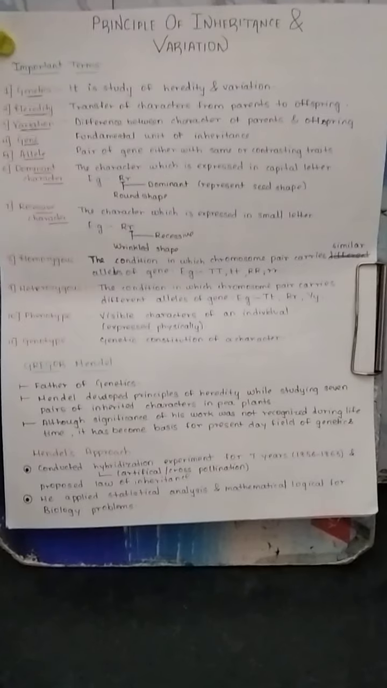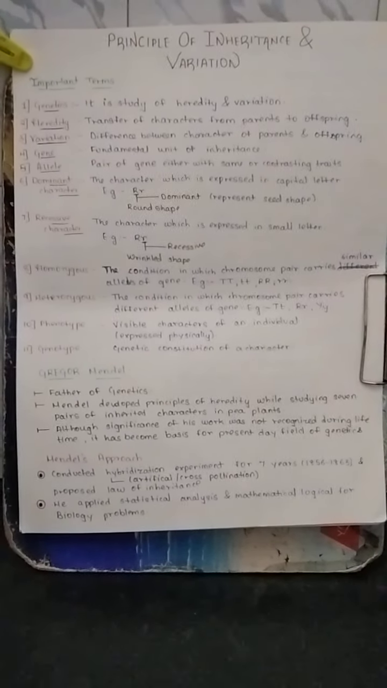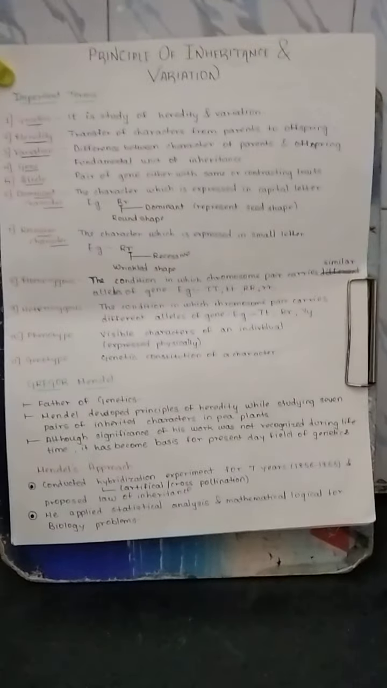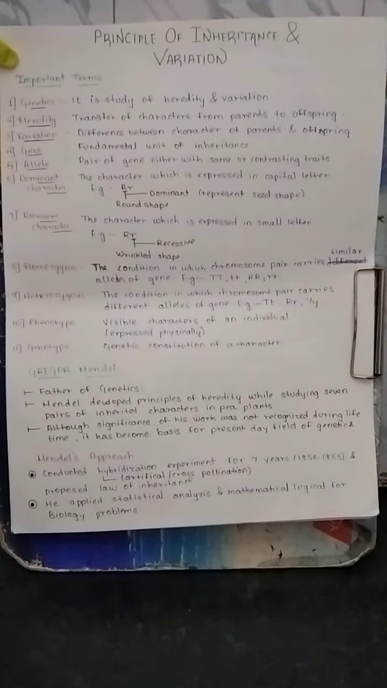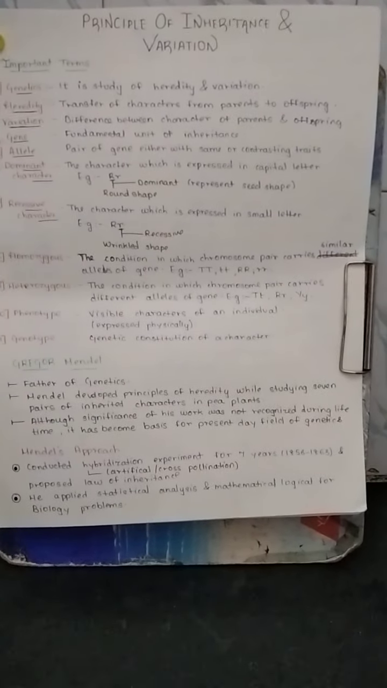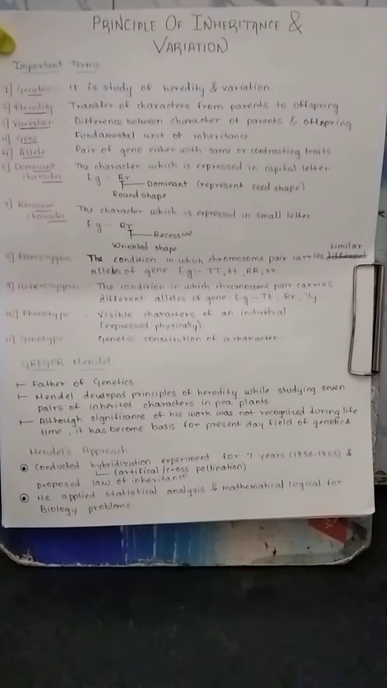Now, what is a gene? Gene is the fundamental unit of inheritance, and allele is the complementary term for it. Allele is the pair of gene either with the same or contrasting character. Next is the dominant character, the character which is expressed in a capital letter.